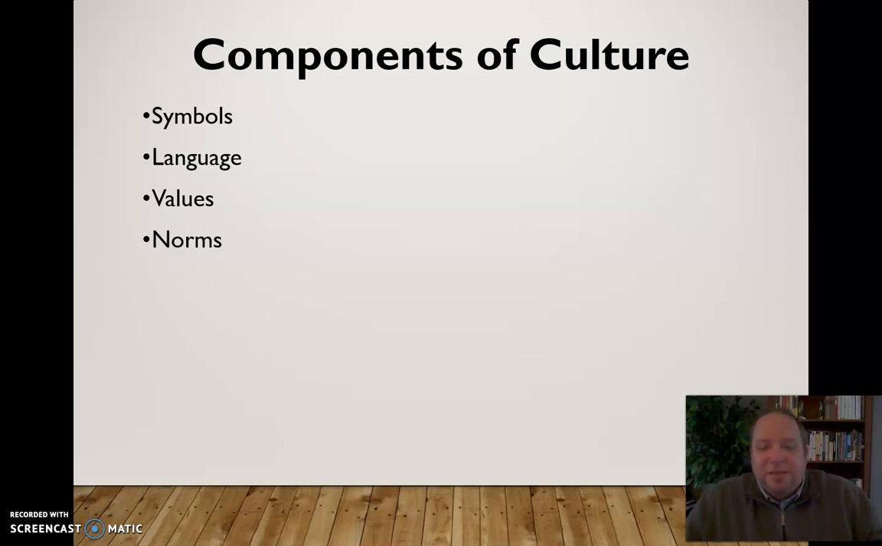Even though that language is typically English for us, there are different terms and phrases that go along with darts that has its own language. There are values. Some leagues and communities that you play in value high-scoring games. Others value games where there's very little scoring and you're just trying to close things out. So there are different ways that the game is played, and they value different things. And if you violate that, then you're going to be in trouble with some people.